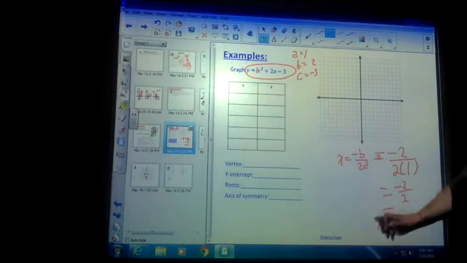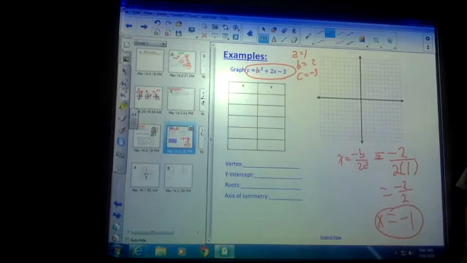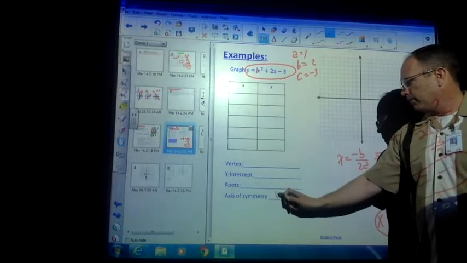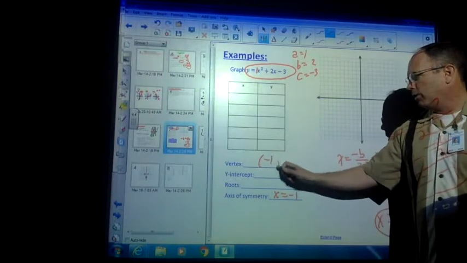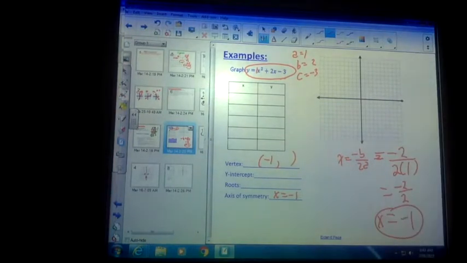So this is my axis of symmetry. It's also the x component of my vertex. So let me just pause there a minute. I gained my axis of symmetry by going x equals negative b over 2a. It also finds me the x component of my vertex.